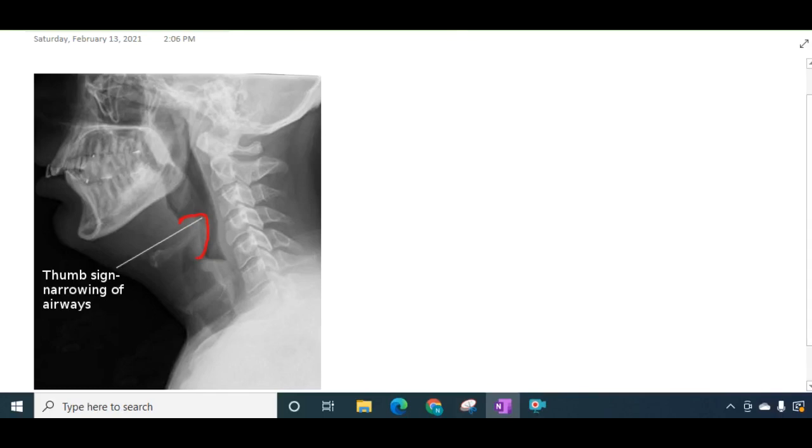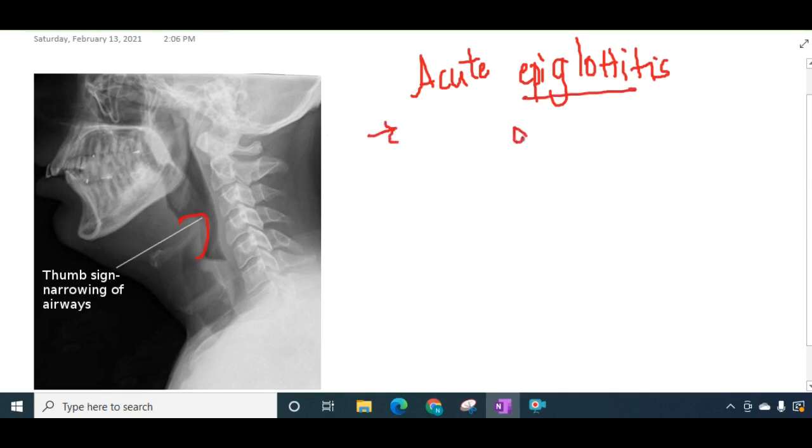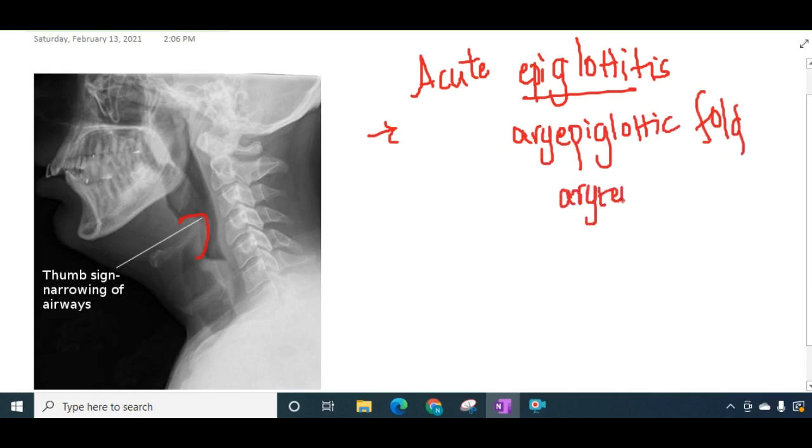Hello friends, let us now learn some important points about acute epiglottitis, or we can also call it supraglottic laryngitis. This is an acute inflammatory condition confined to the supraglottic structures. There is inflammation of the epiglottis, inflammation of the aryepiglottic folds, and also inflammation of the arytenoids in acute epiglottitis.